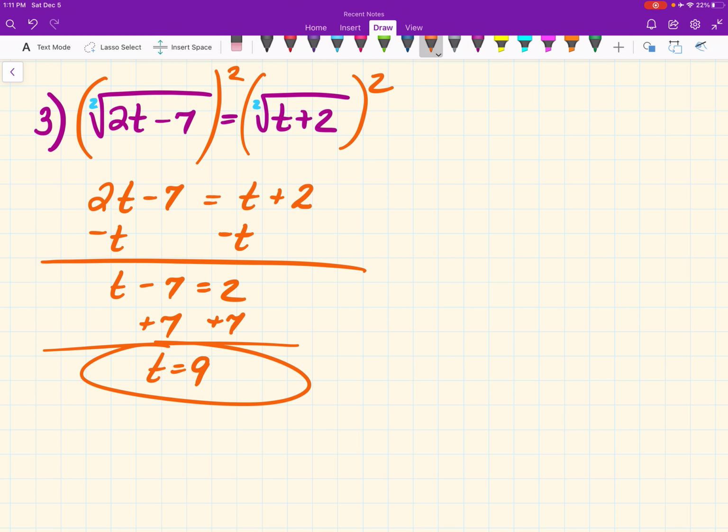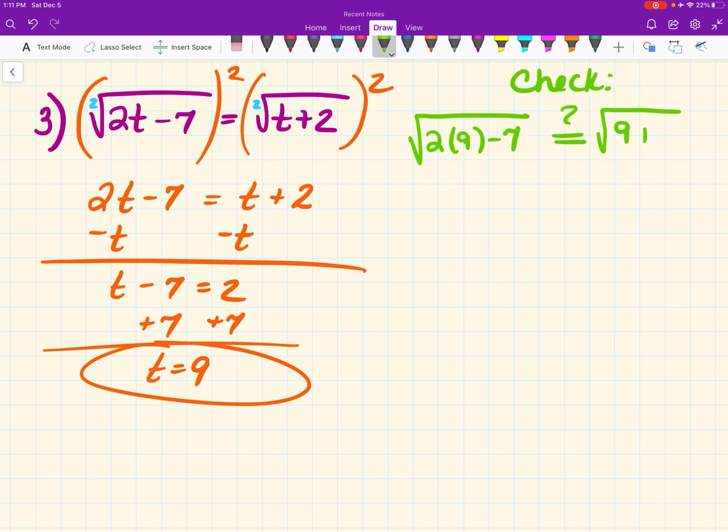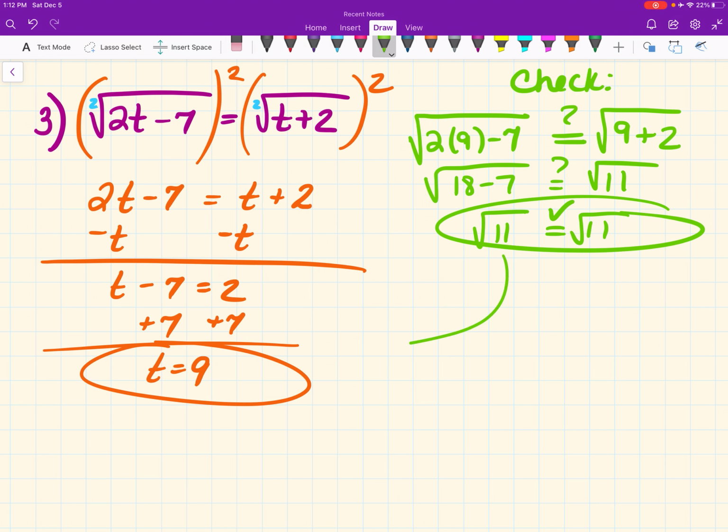So let's check and make sure there's actually a solution to this equation. So we have the square root of 2 times 9 minus 7, and is that equal to the square root of 9 plus 2? Well, this is going to be the square root of 18 minus 7. I said plus 2 and I wrote 9. And this is going to be the square root of 11. Is this true? Well, yeah, this is the square root of 11 equals the square root of 11. It doesn't matter what they equal each other, so this is a true statement. Therefore, t equals 9 actually does work.